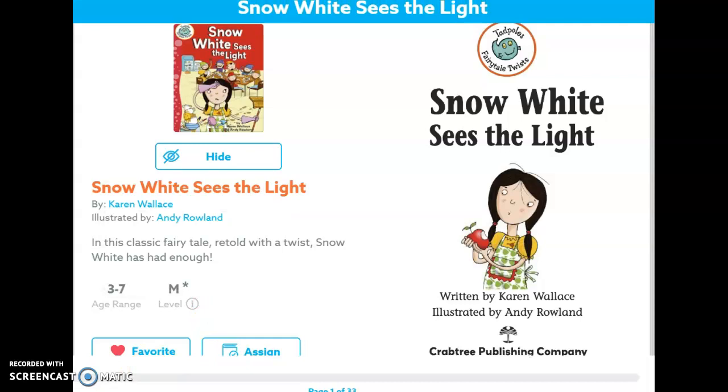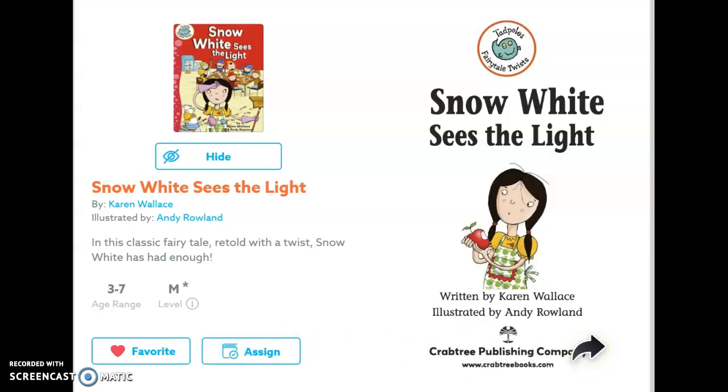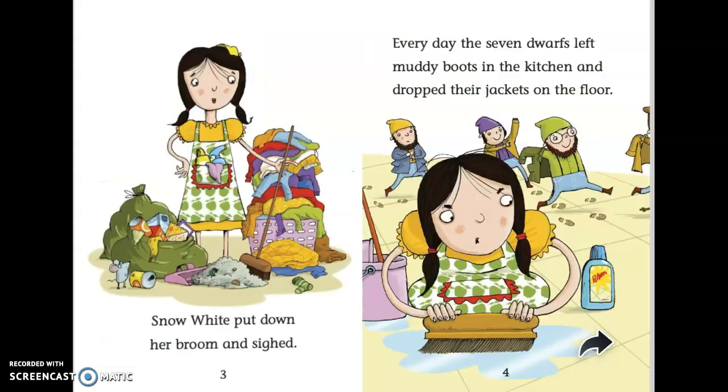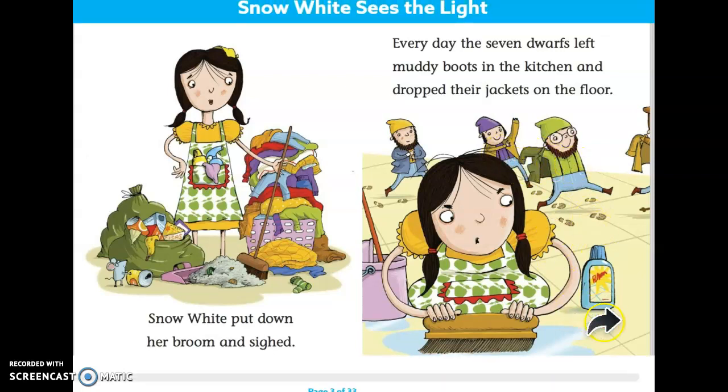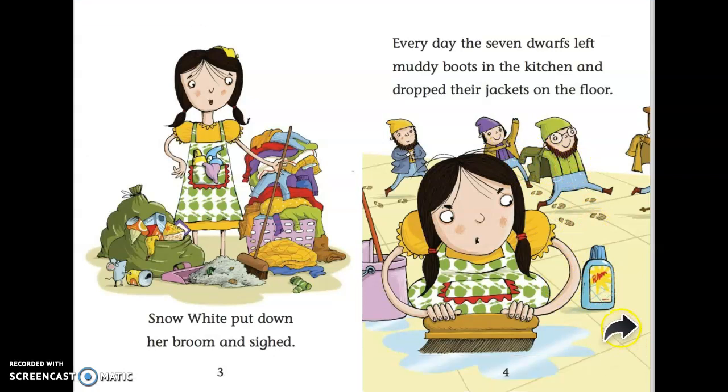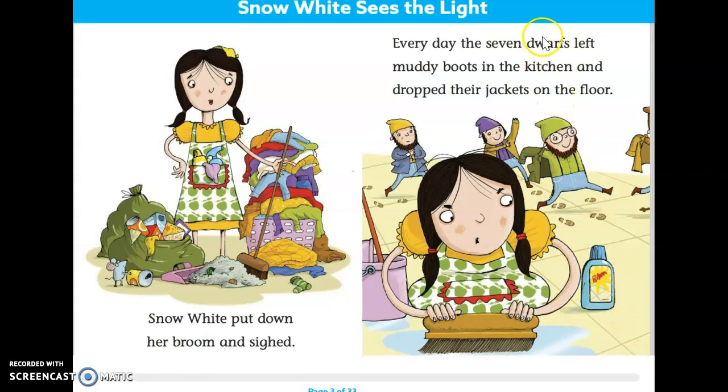Before we begin reading, let's take a sneak peek through this book and see if we can identify what is going on with Snow White. Oh, we see here Snow White putting down her broom. She's cleaning, it looks like. And these must be the dwarfs, the little people. One of our vocabulary words.